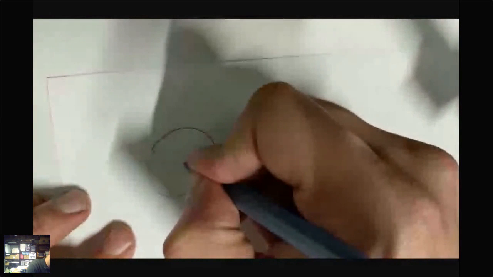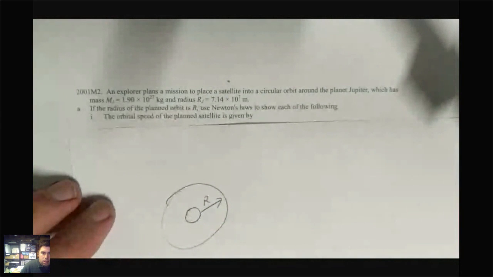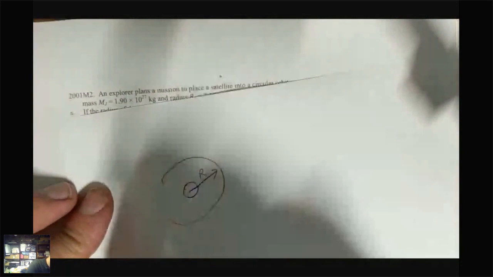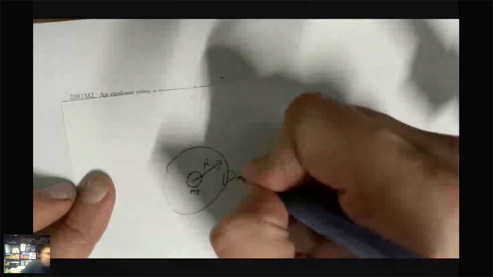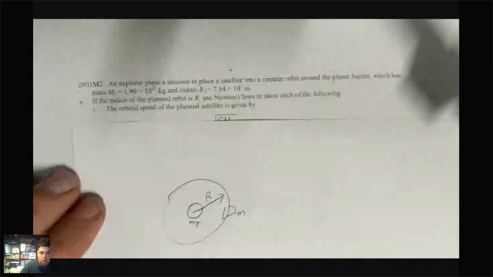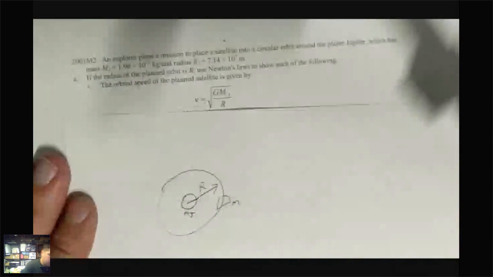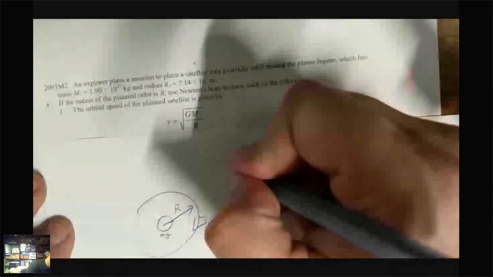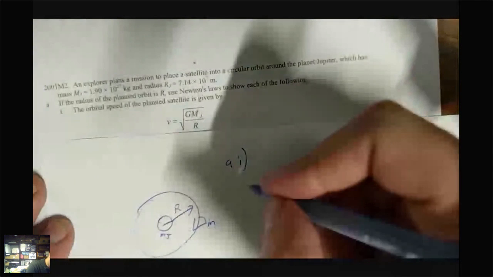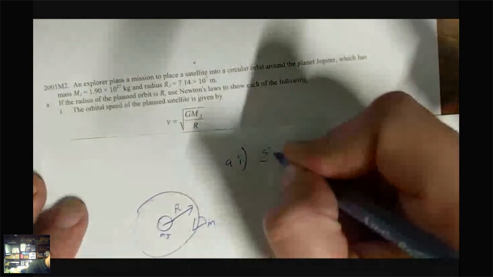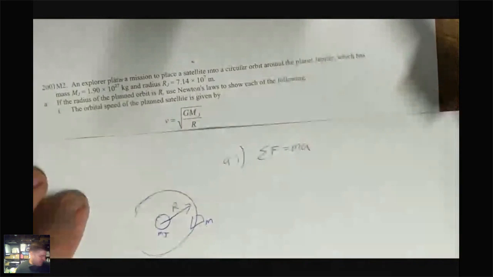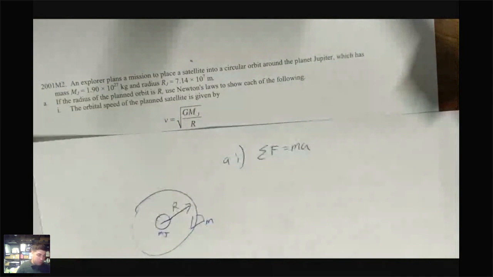All right, so just a reminder here, we're trying to get the satellite in orbit around Jupiter. They told us the orbit radius, measured from the center, is r. I know the mass of Jupiter is mj, and the mass of our little satellite, let's just call little m for right now. We're supposed to show that it's equal to that. So for part A, single I, the sum of all the forces must equal ma. That's my starting point. They said to use Newton's laws, so that's what I'm going to be doing.